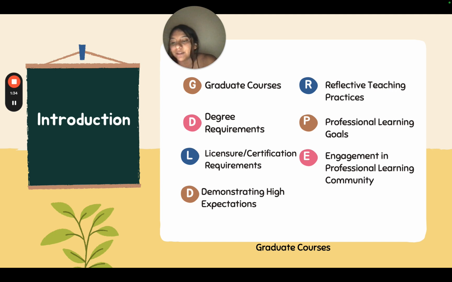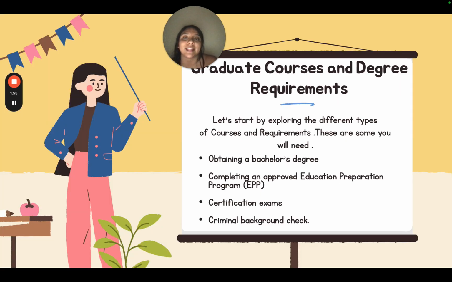And for seven, engagement in professional learning community. We will discuss plans for involvement in each of these areas and how they will contribute to achieve the learning goals. In conclusion, we will encourage ongoing reflection and adaptation to support lifelong learning. Let's go ahead and go to our next slide.